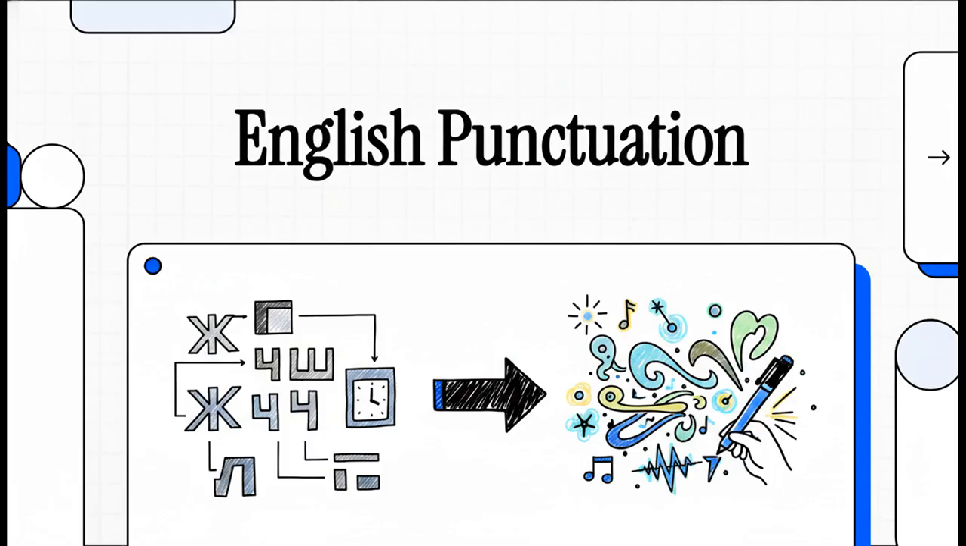We're going to step away from seeing it as this chaotic list of rules to memorize, and instead, we're going to discover how it's actually a super powerful dynamic tool for controlling rhythm, pacing, and absolute clarity in your writing.